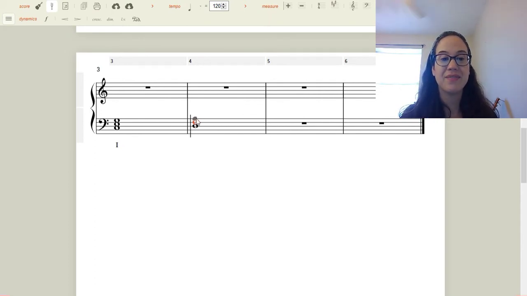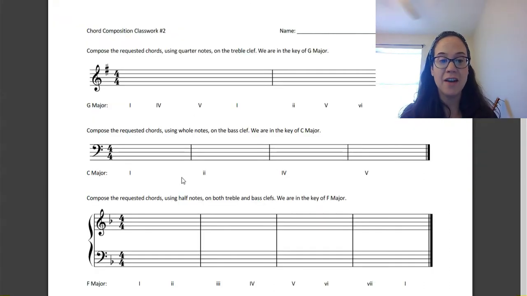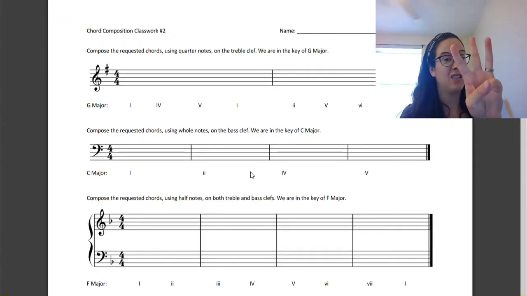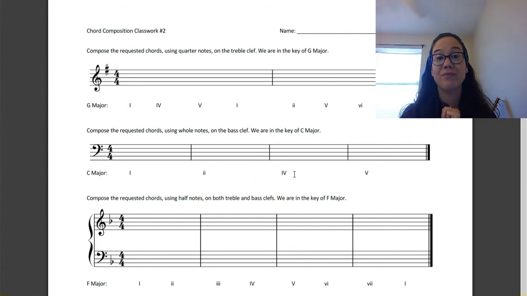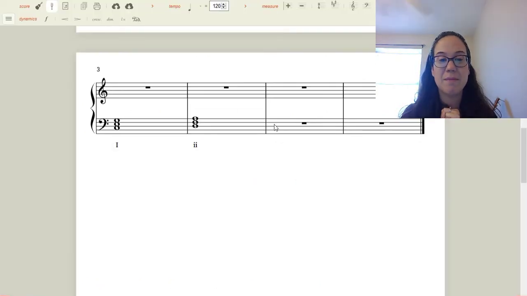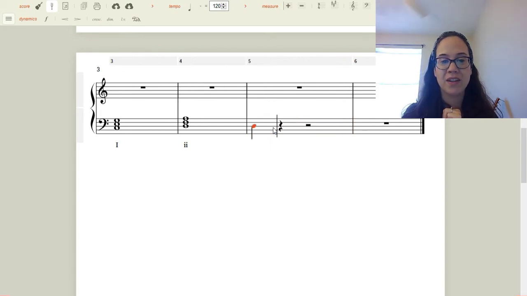Skip and skip. Let's label it. We are not asked for the three chord. Let's take another look at that. 1, 2, 4. So we're going to go ahead and immediately move from 1 to 2 to 3 to 4.